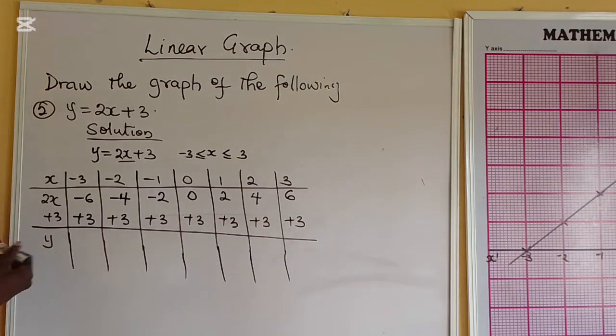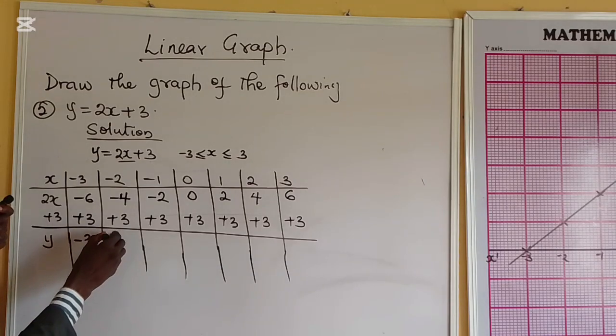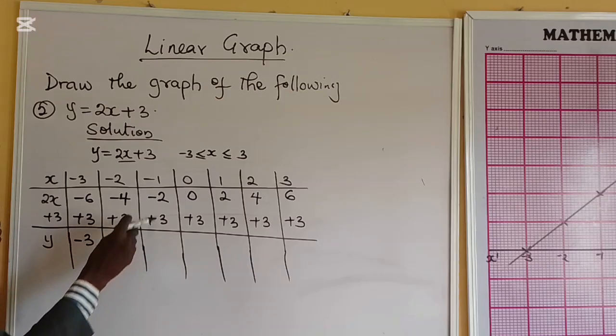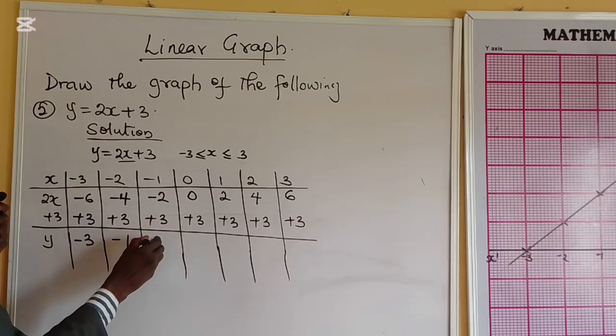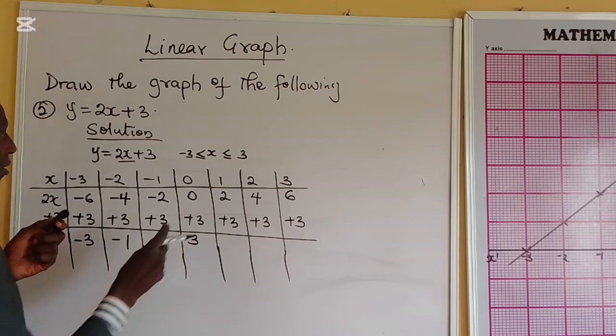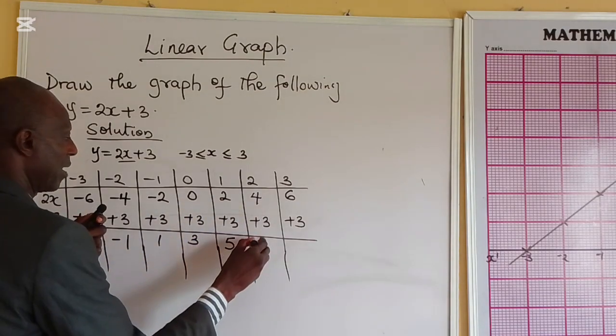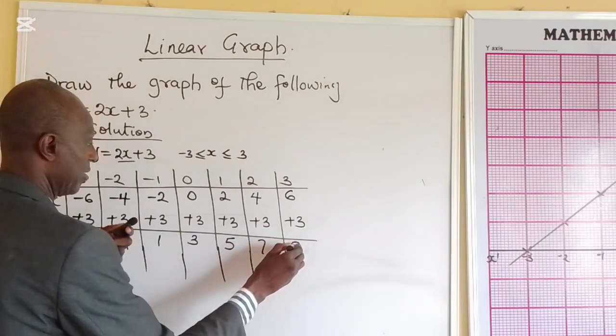Okay. Minus 6 plus 3 is minus 3. Minus 4 plus 3 is minus 1. Minus 2 plus 3 is 1. Here is 3. This plus this is 5. Here is 7. And here is 9.